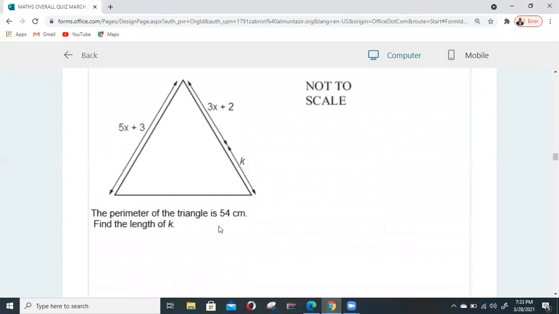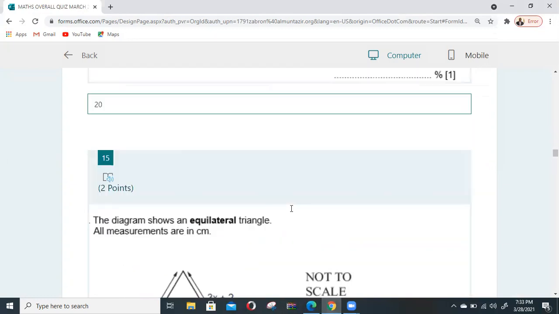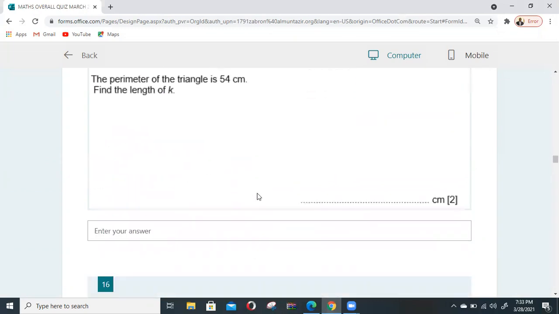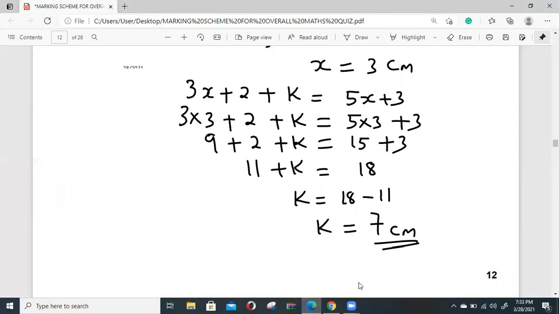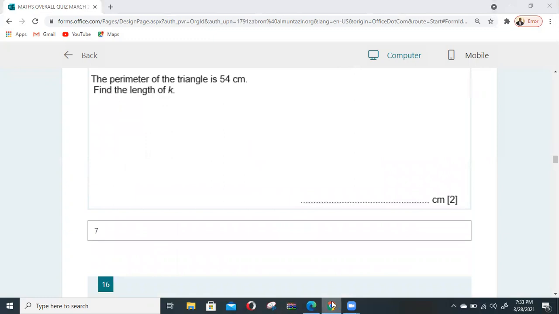So go ahead choosing K is 7. But this is not a multiple choice question. You need to write, enter your answer here. So you're going to write 7. You see? Your answer, you got 7. So you write 7 there. Can you see? K is 7. So enter your answer there. So you're going to go ahead here and type 7.